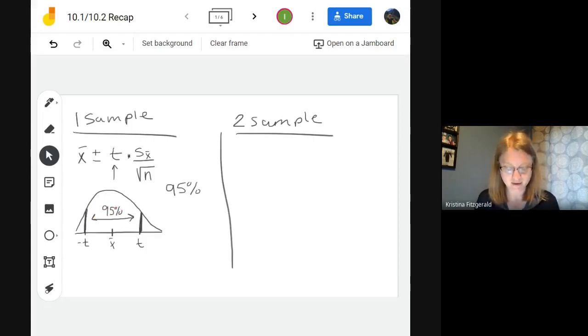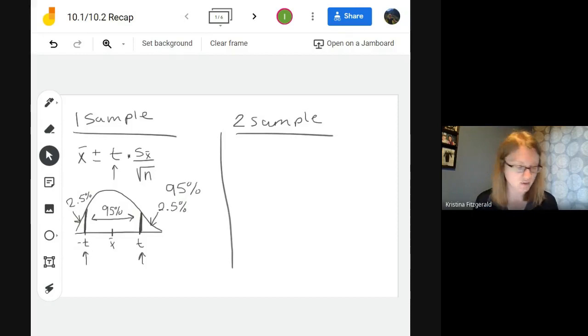And then to figure out this location versus this location, you have to know how much area is left over here. So this is 2.5%. The whole thing is 100%. So then on each tail, since it is symmetrical, you've got 2.5% left on each tail.